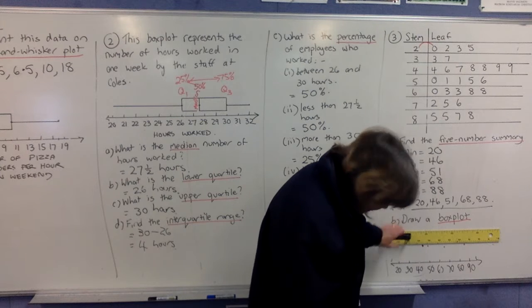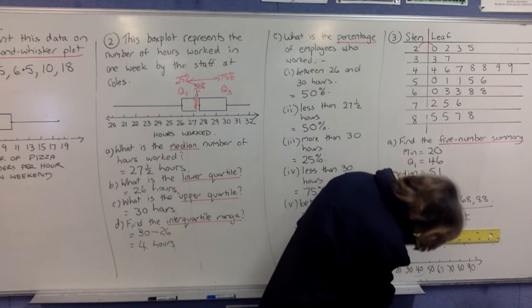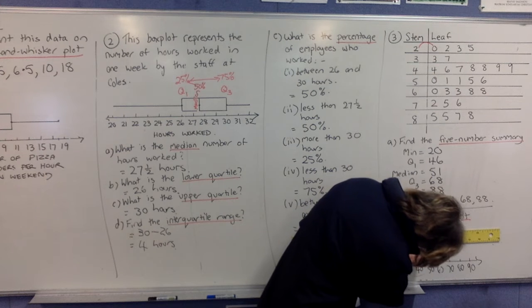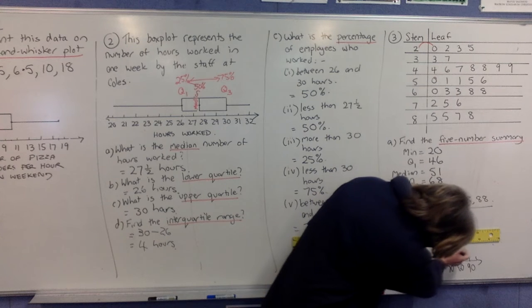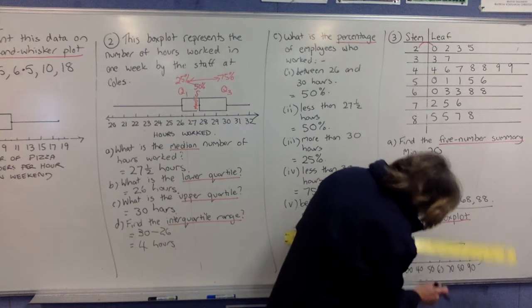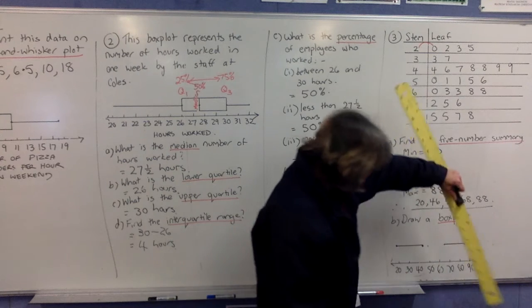Okay, so just remember to start with your whiskers. These should all be in line, but we'll try and line them up as we go. Whiskers first. Should be a bit higher. And then you draw your box around the rest of it.